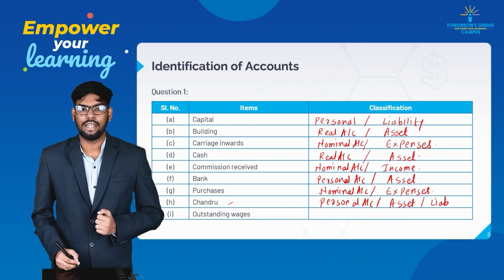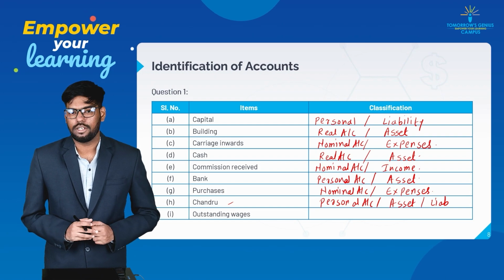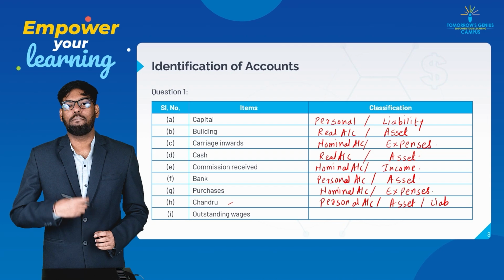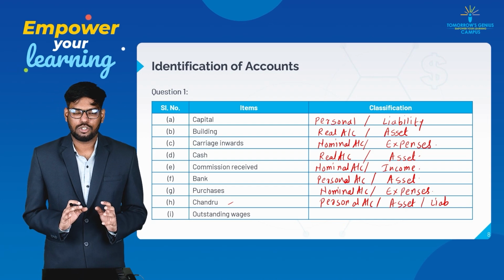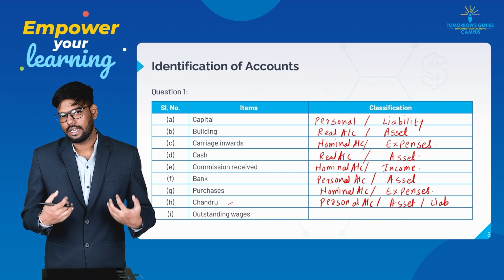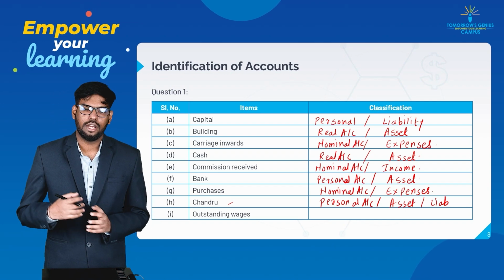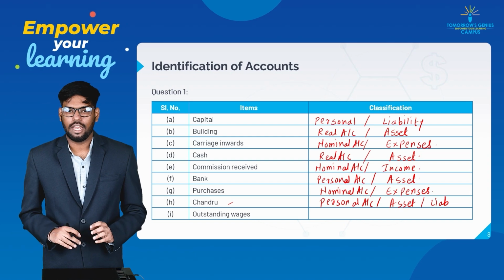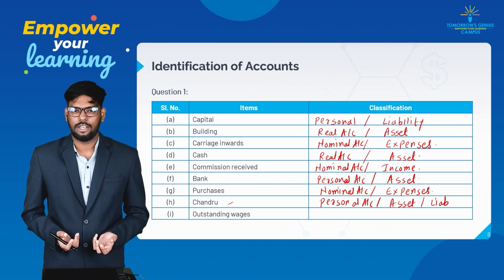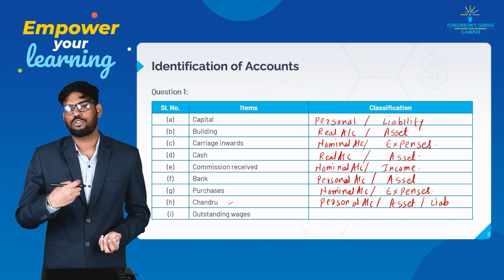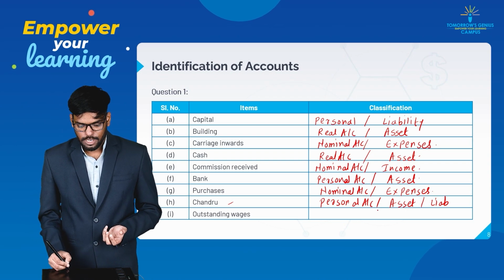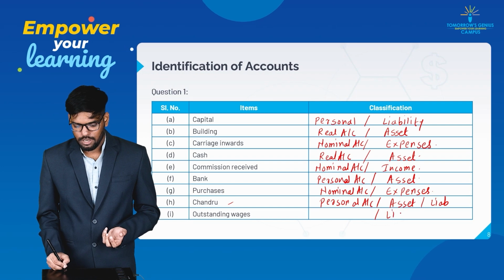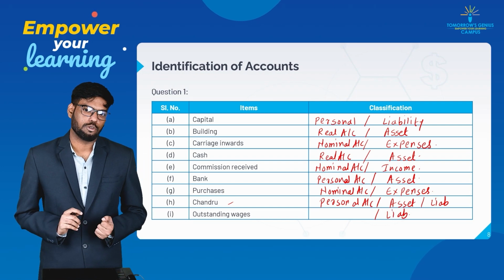Next is outstanding wages. So what is outstanding wages? Any expenses payable is known as outstanding, right? So outstanding wages, we have to categorize as per the modern approach and as per the traditional approach. See, anything payable is always my liability. If I am supposed to pay 50,000 rupees to some worker and I'm not paying it, that is my liability. So it will fall under the category of liability as per your modern approach, right?